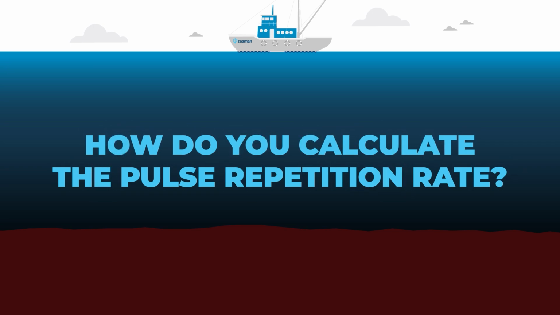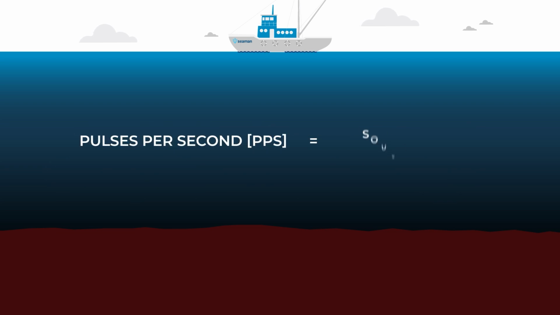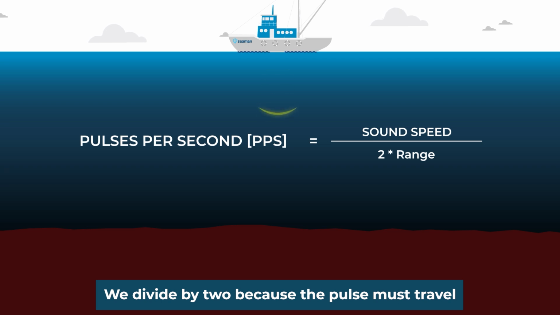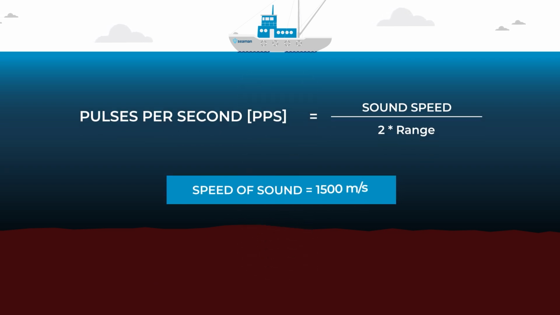How do you calculate the pulse repetition rate? Here's the formula. PPS equals sound speed divided by 2 times range. We divide by 2 because the pulse must travel to the selected range and back. The speed of sound in water is about 1,500 meters per second.